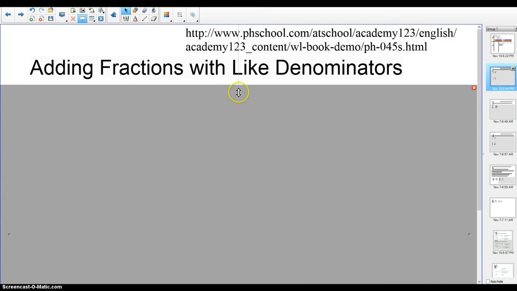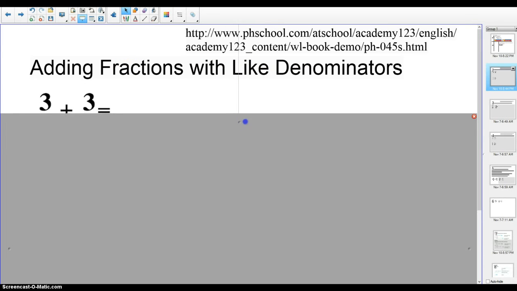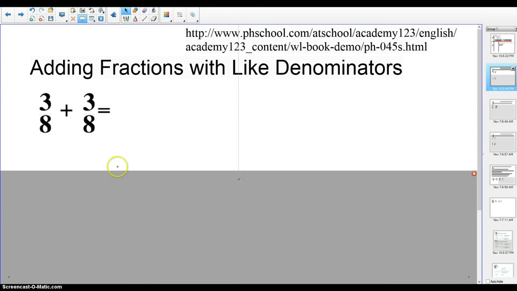And when we're doing this, the biggest thing that we need to worry about is using like denominators, or common denominators. So in this example, we have two fractions. We have 3/8 and 3/8. Both of these have common denominators. So once we have the common denominator, all that we need to do is add the tops. So it's literally going to be 3 plus 3 over 8, which equals 6/8.